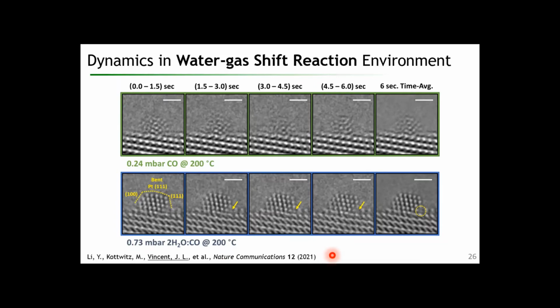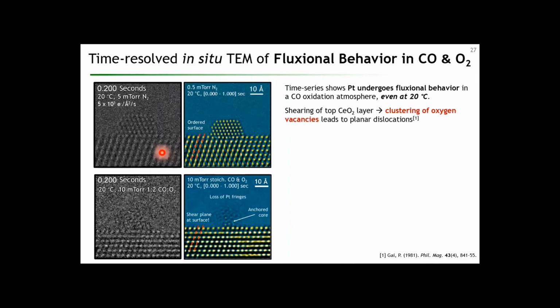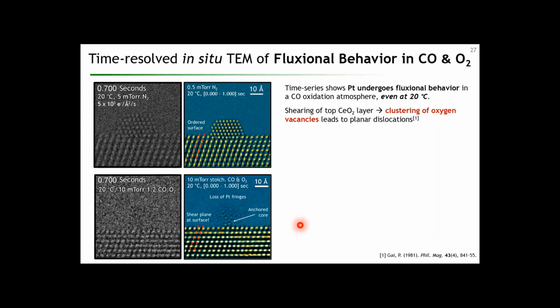Instead, I'm going to talk about some other work that we did looking at a different platinum on ceria catalyst in CO and oxygen, as well as in nitrogen. So these are the same platinum nanoparticle on ceria, imaged in nitrogen at the top. Nitrogen is relatively inert, it's 80% of the atmosphere. Then we switch the gas atmosphere to carbon monoxide and oxygen. And you can see that the behavior is vastly different in the two cases.